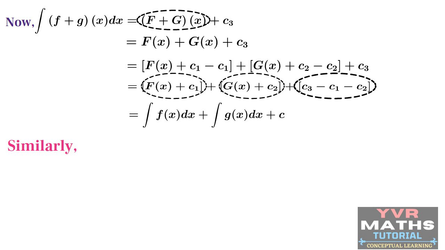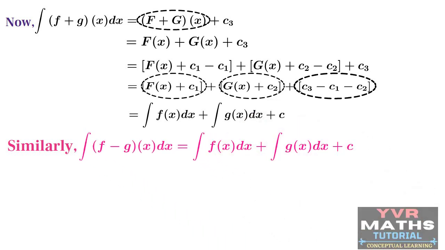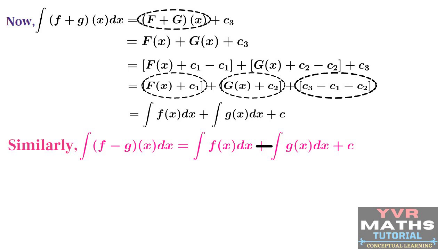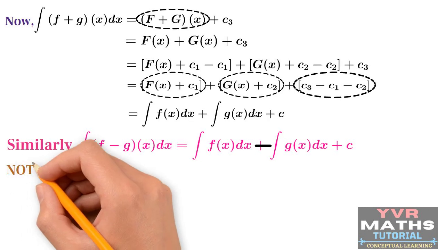Similarly, we can prove the integral of the difference of two functions is equal to the difference of their integrals. That is, integral of f minus g of x with respect to x is equal to integral of f of x with respect to x minus integral of g of x with respect to x plus c. In this property, we have taken the sum of two functions or the difference of two functions. The same property will be applicable for the sum of three functions, four functions, or n functions also. So here I will give you one general property.